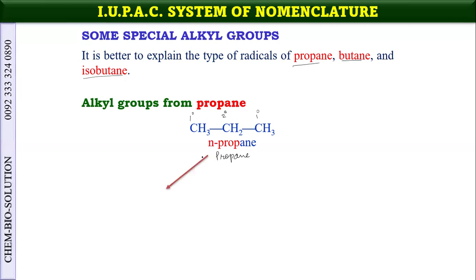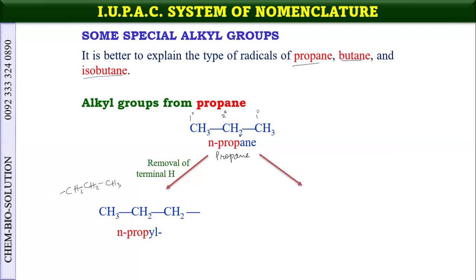But what happens? See, if you remove the terminal hydrogen from any 1-degree carbon atom, then this is called n-propyl. It could be like this. These are the same thing. It is just like that: if you give it a rotation of 180 degrees, it becomes this. Both are the same thing.